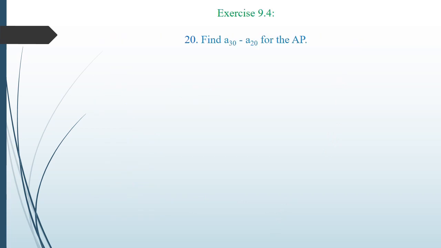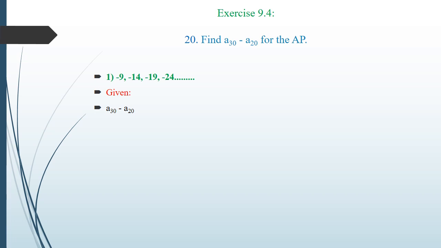Next question is question number 20. Find a30 minus a20 for the AP. There are two sub questions present in this question. Let us see them one by one. Here you can see the first question is AP is equal to minus 9, minus 14, minus 19 and minus 24 and so on. Let us note down the given data.